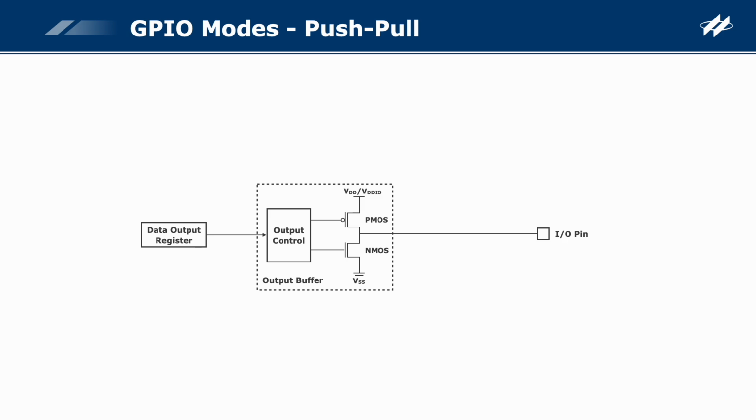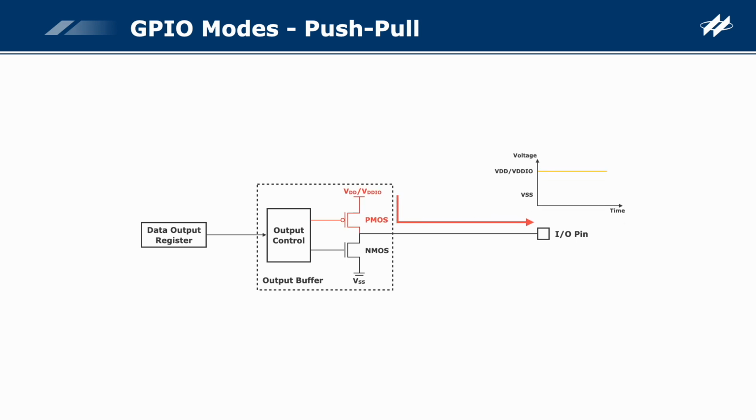We have already introduced that the push-pull mode is selected by turning on the PMOS. If the I/O is to be controlled as a high-level or low-level output, we can use the output control circuit to turn on the PMOS or NMOS.